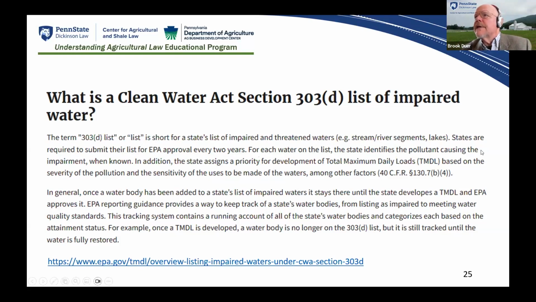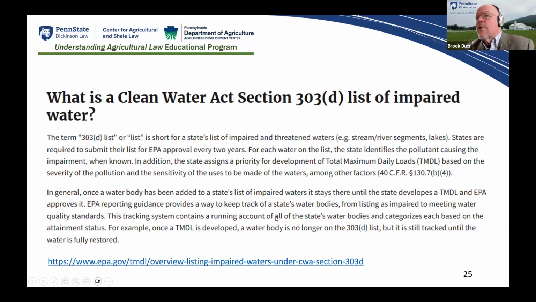I think I've covered the first 2 sentences. And then, yep, okay. Here's the second paragraph, which is why I wanted to put this in here. This tells you a little bit more of the continuing story of the impaired waters lists. In general, once a water body has been added to a state's list of impaired waters, it stays there until the state develops a TMDL and EPA approves it. And it actually stays there then because they're monitoring it. EPA reporting guidance provides a way to keep track of a state's water bodies from listing as impaired to meeting water quality standards. In other words, there is a tracking that arises from these biannual reports.